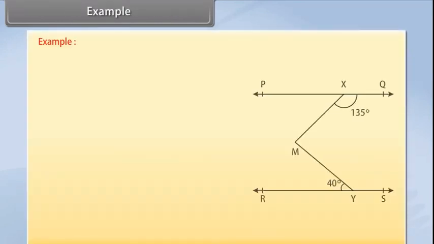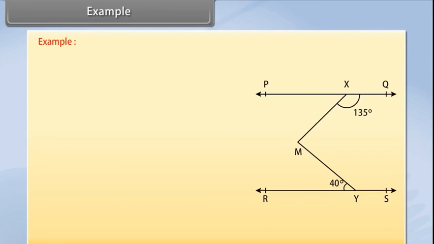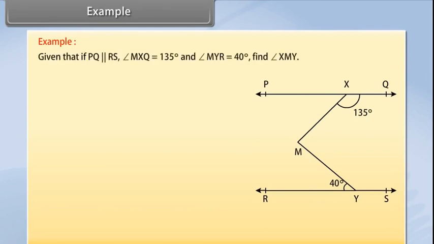Example. Now let us solve some examples related to parallel lines. Given that PQ is parallel to RS, angle MXQ is equal to 135 degrees and angle MYR is equal to 40 degrees, find angle XMY. For the solution, we need to draw a line AB parallel to line PQ through point M.